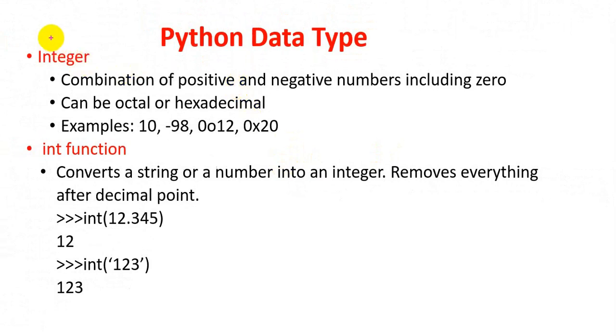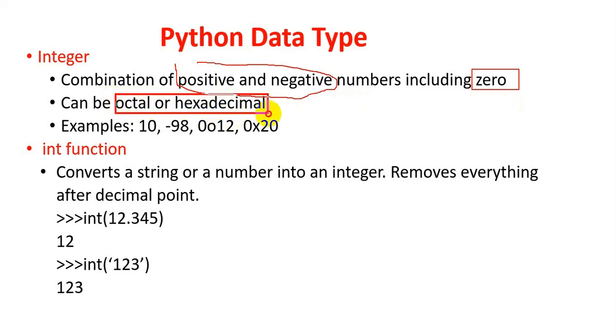First, we are going to discuss integer. It is a combination of positive or negative numbers including 0. It can be octal or hexadecimal number. Example, 10 is a positive number, minus 98 is a negative number, 0o12 is an octal number, 0x20 is a hexadecimal number.